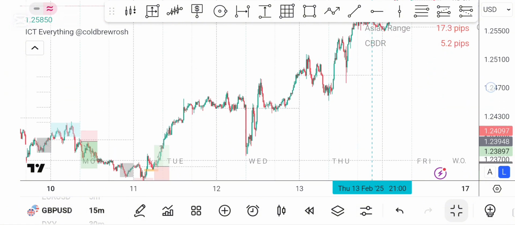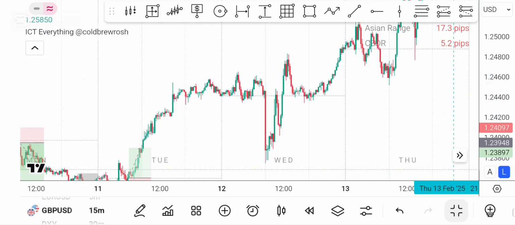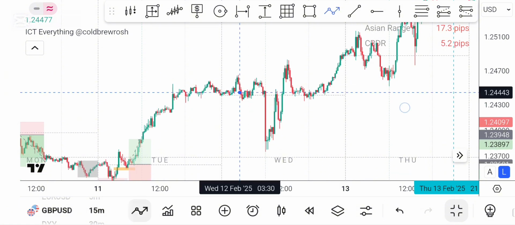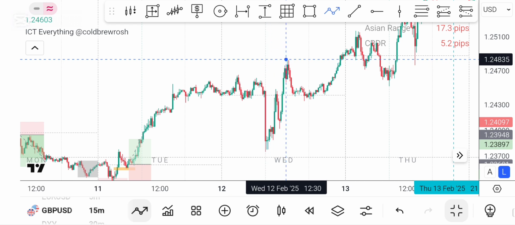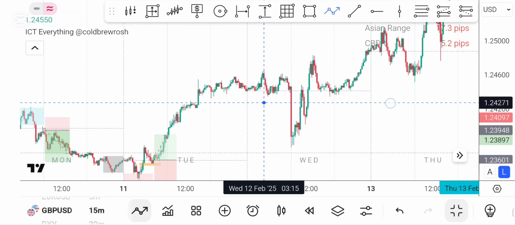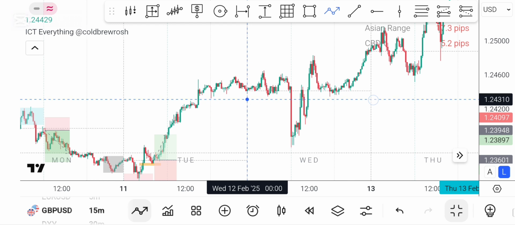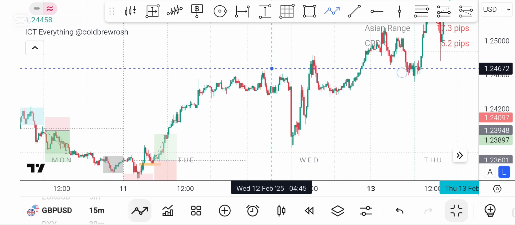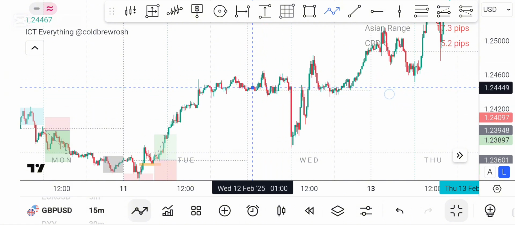Alright, so if you have been following along, we say the power of 3 is simply accumulation, manipulation, and distribution. We say that the accumulation always occurs during the Asian session. We want to see manipulation during the London session, and then distribution during the New York session. And we said our time frame simply starts from 8 p.m. to midnight for the Asian range, and we are going to mark that Asian range high and low, and then we are going to wait for the market to run on either side of the liquidity. Then we can look for our entry opportunities.